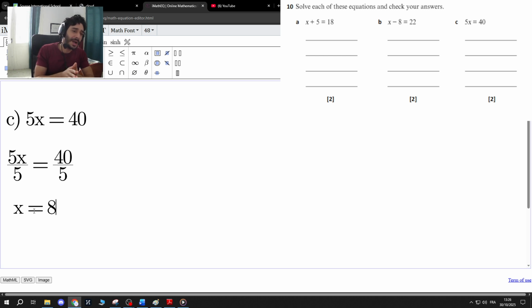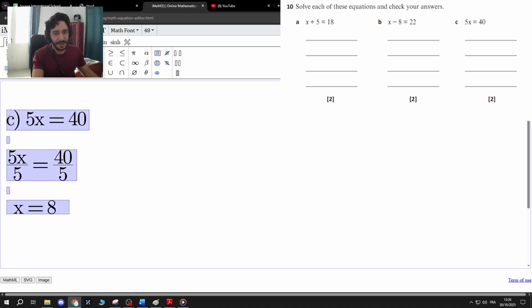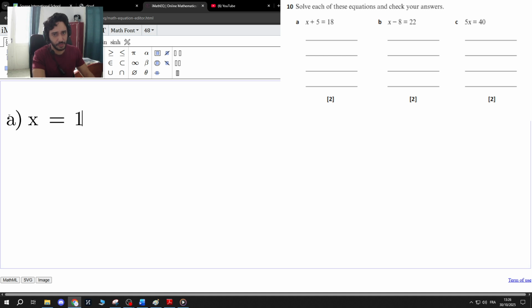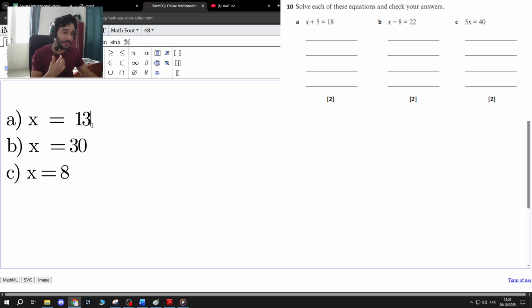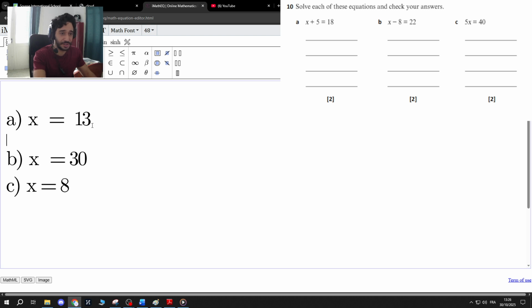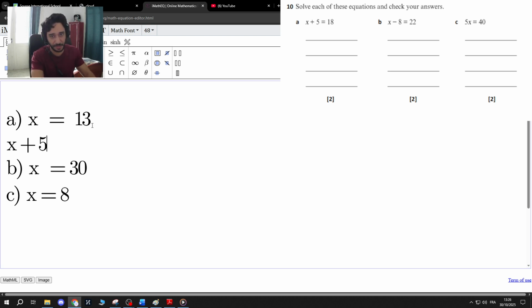Now, how do I check that my answer is correct for all of those? So let's say that for A, my answer was x is equal to 13. For B, x was equal to 30. And then for C, x was equal to 8. This is what I found. For you to double check whether you have the correct answer or not, just go back to the original equation. For example, x plus 5 equals 18. And replace this x with what you found. If by the end you reach an 18, you are sure that the x you found is the correct answer.